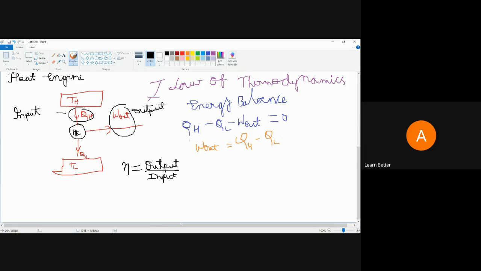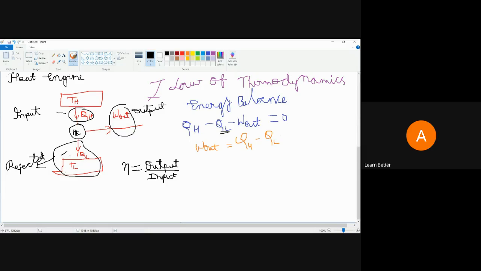Then what about this QL? We are not accounting for it either as input or output. It is the rejected part, neither an output nor an input. During the energy balance we should take QL, but during the efficiency calculation it behaves as a rejected part. But by derivation, we will bring that also into account, which you will see now. This is the rejected part.